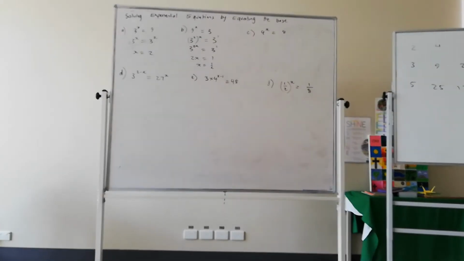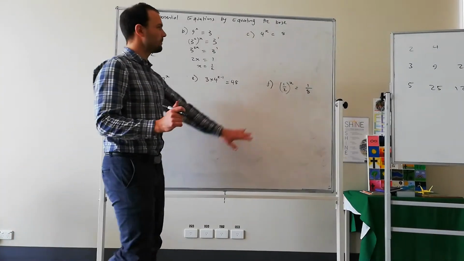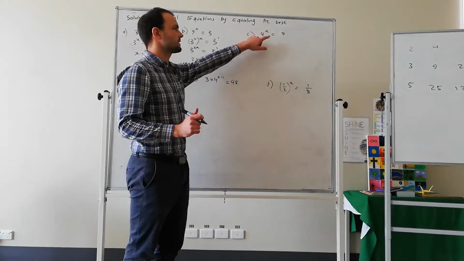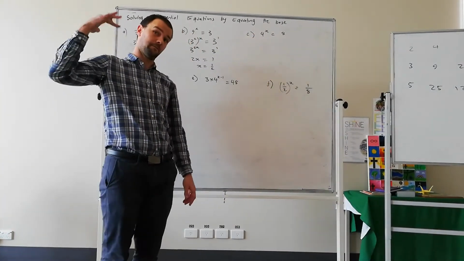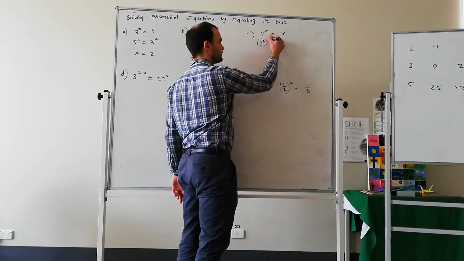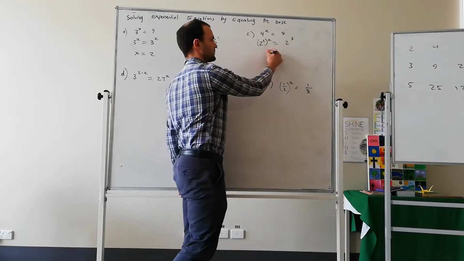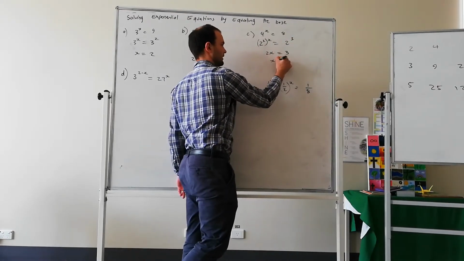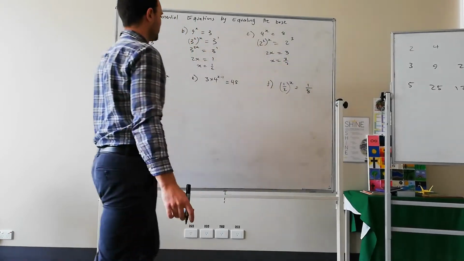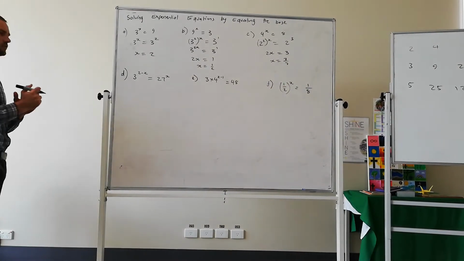4 to the x is 8. So here, we may have to make both powers because 8 is not a simple power of 4, but we can express 4 as 2 to the power of 2, and 8 is 2 to the power of 3. And so we have 2x is 3, and x is 3 on 2, 1.5.